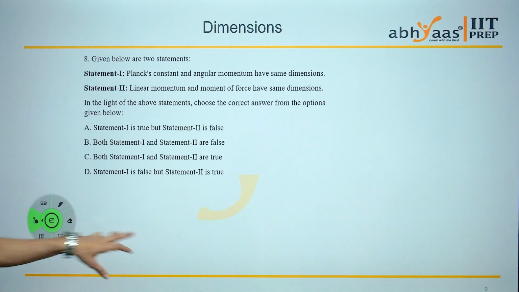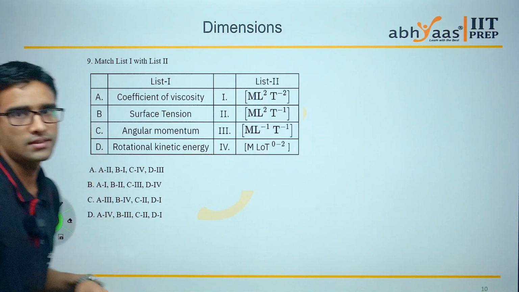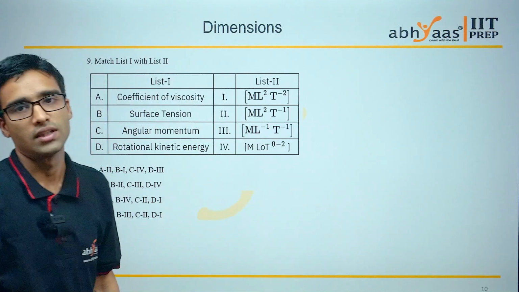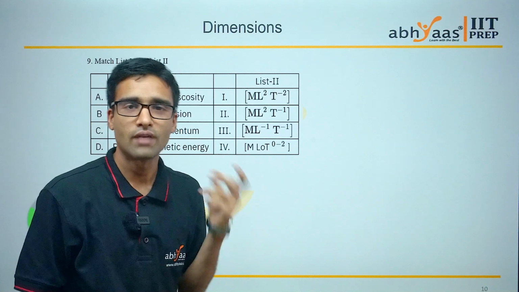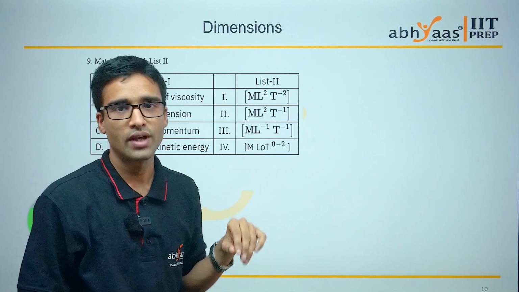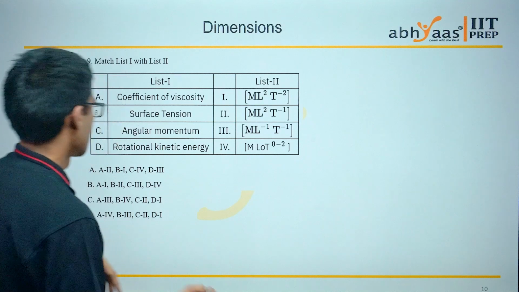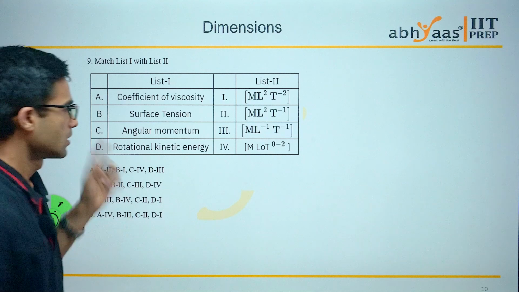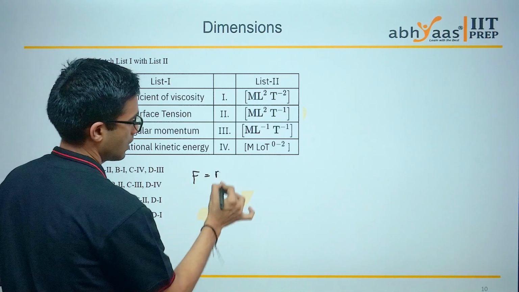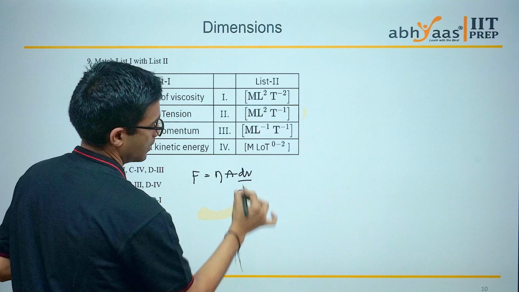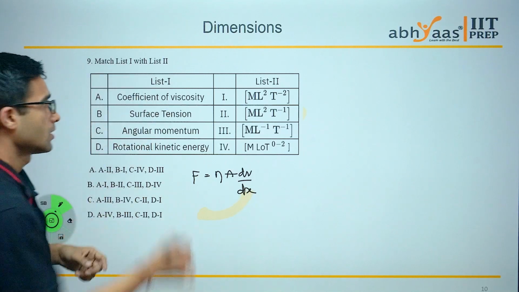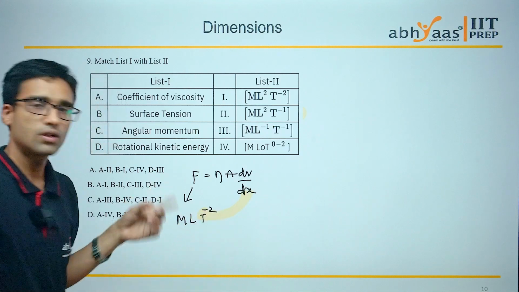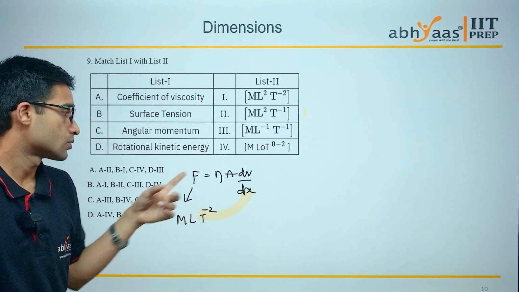If you go to the next one, there are 4 things, that is match the following. First one, if you see, that is coefficient of viscosity. So in this kind of match the following, options means 4 things we have to do, and we have to calculate the dimension. So first, coefficient of viscosity, that is f is equal to zeta a dv by dx. So if you observe here, force is mass into acceleration, ml t power minus 2.